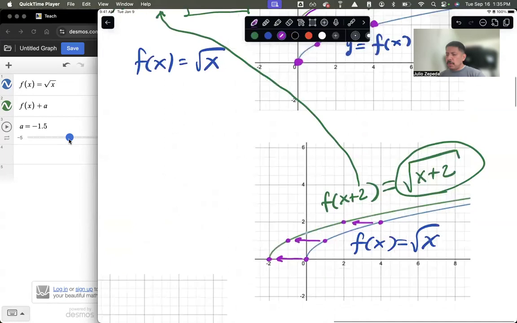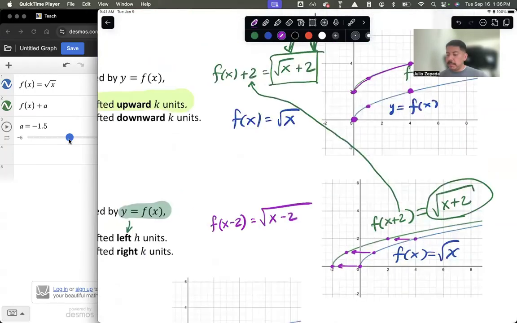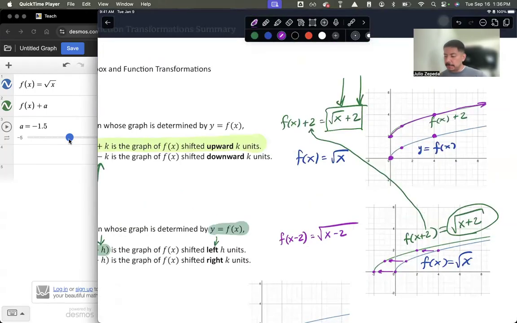All right, so can you guess what this function would look like? What if we did f of x minus 2? The square root of x minus 2, what would that look like? Well, that would be a graph shifted to the right 2 units.